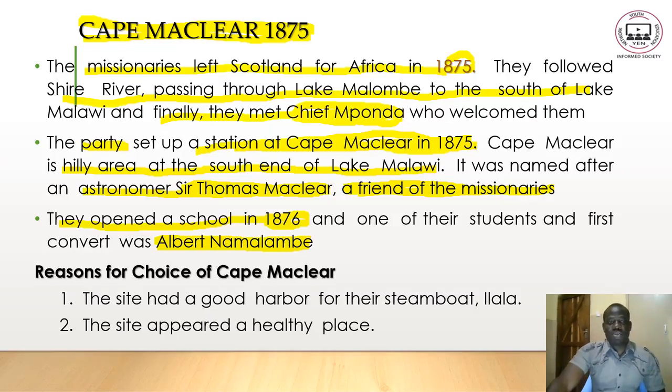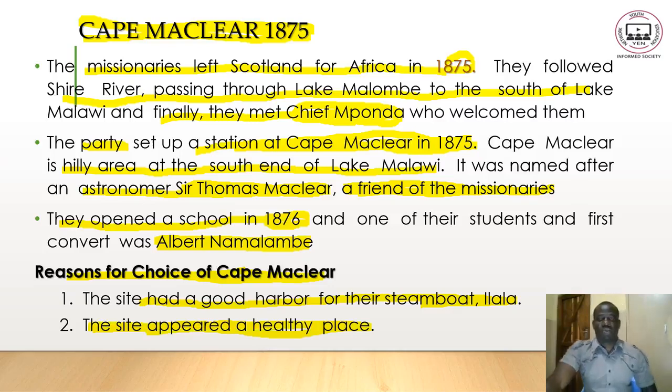So why did they choose Cape Maclear? Cape Maclear was chosen because the site had a good harbor for their steamboat, the Ilala. And again, the site appeared to be a healthy place, free from malaria attacks. They looked at it like that, and as a good place for the harbor.